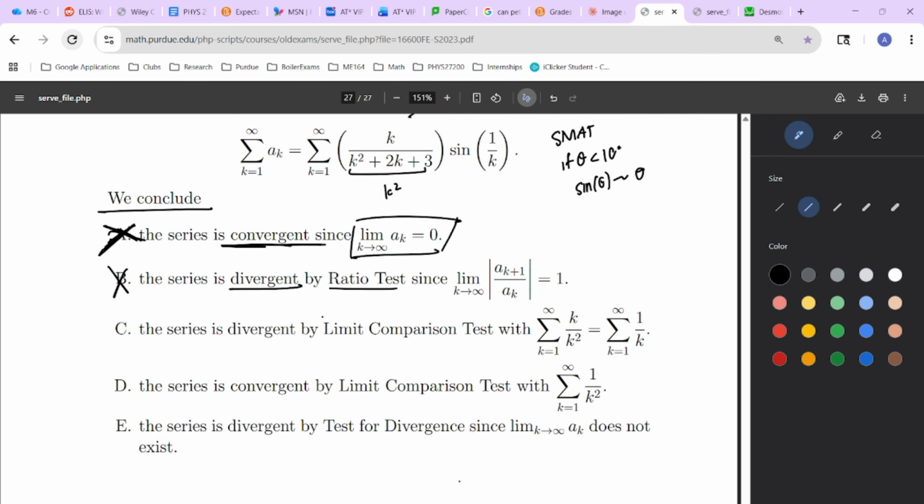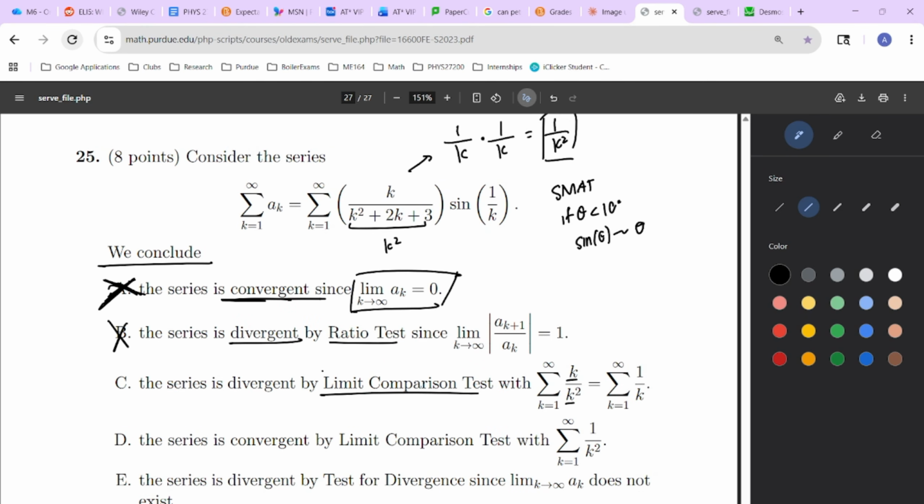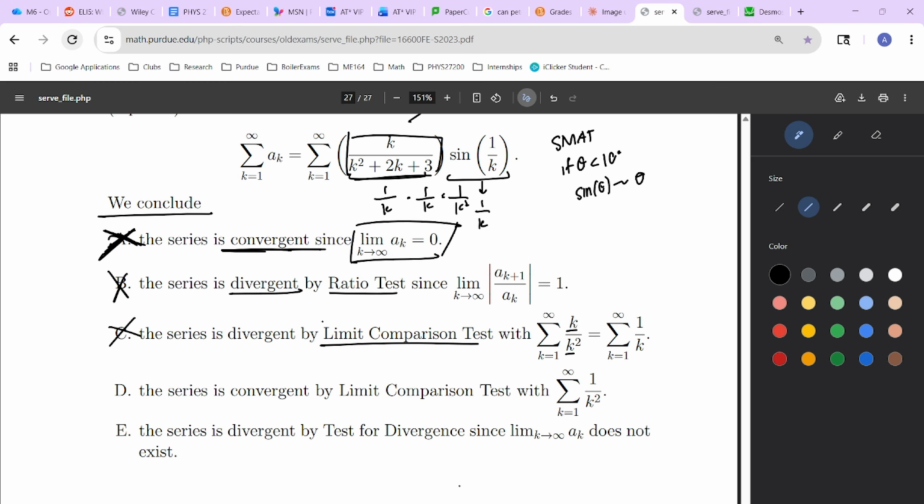The series is divergent by limit comparison test with k over k squared. That turns into 1 over k. Now, this is actually where I got tripped up working over this the first time. You have to consider that sine of 1 over k can be approximated as 1 over k. That means that at large values of k, this entire term here obviously becomes 1 over k, since you can approximate the polynomial as just k squared. But then you have to incorporate the sine of 1 over k into this too. That's 1 over k. This becomes 1 over k squared at large values of k. That means that you cannot compare this to the 1 over k harmonic series. That means that C is false too.